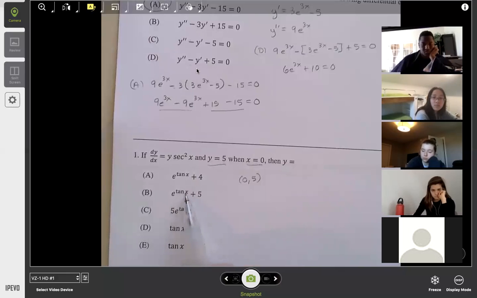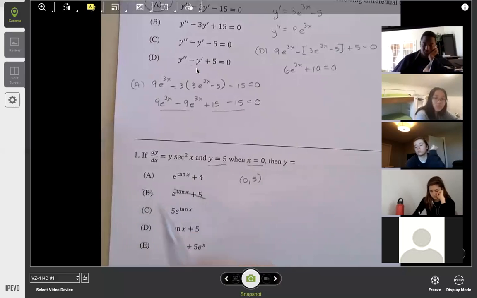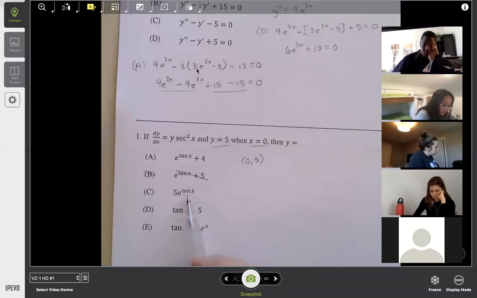Tangent of 0 is 0. e to the 0 is 1. Plus 5 would be 6. So I can eliminate option B. Tangent of 0 is 0. e to the 0 is 1 times 5 is 5. So the initial condition works there. Tangent of 0 is 0, 0 plus 5. That works. Tangent of 0 is 0, 5 times e to the 0, so that'd be 0 plus 5. That works. So we're only able to eliminate one of the solutions using the initial condition.